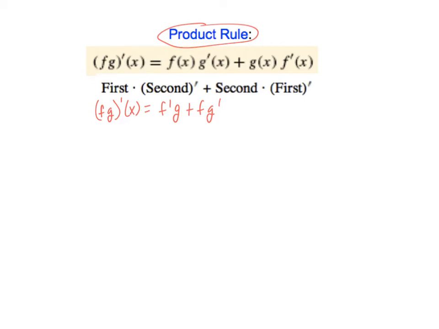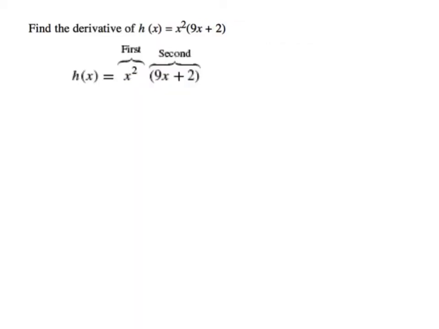Okay, so essentially here we're taking the derivative of the first term, leaving the original second, plus keeping the original first, and then the derivative of the second. So we could walk through the first example that we just did using the product rule instead.